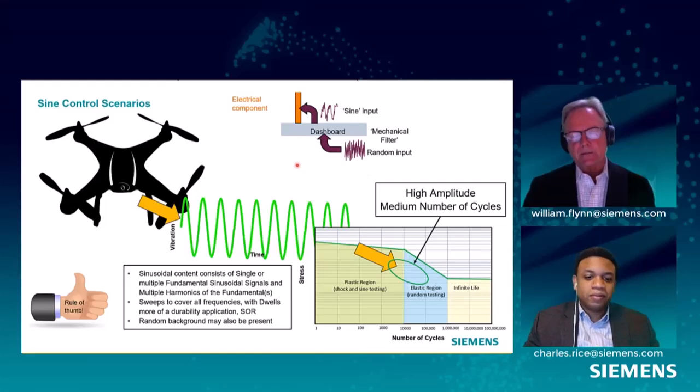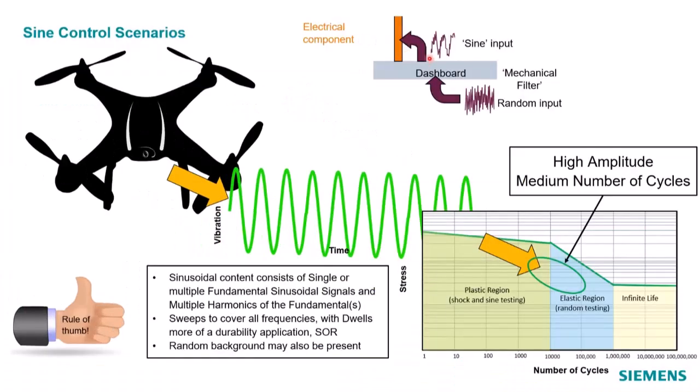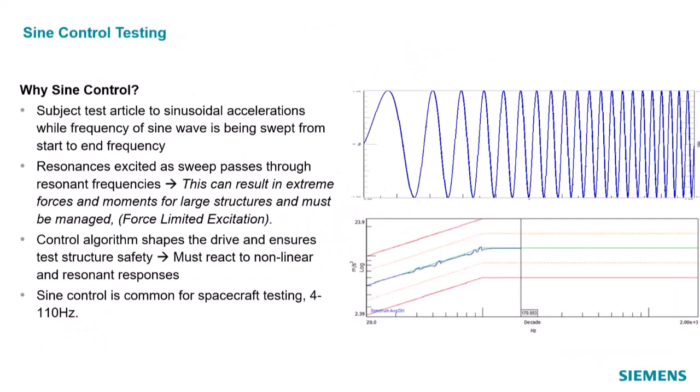Okay. Sinusoidal components can also be generated in this kind of scenario where you've got some component up here, maybe an electrical component, and through the boundary conditions, maybe a dashboard if it's in a vehicle, or some kind of support structure, it can serve as a mechanical filter to pass only certain sinusoids through that connection. There you would go out into the field and characterize those sinusoidal components and then use sine testing to apply those in the laboratory. Why sine control? Well, you want to subject the test article to sinusoidal accelerations based on the operational conditions. In this case, we're going to talk about sine sweeps.